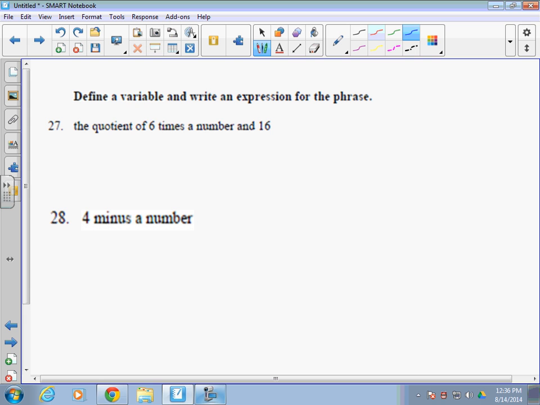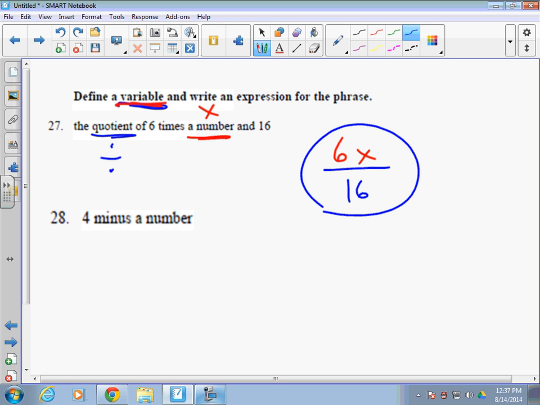27 says define a variable and write an expression. So it says the quotient of, there's that math word that means divide, of 6 times a number and 16. So 6 times a number, that's something that you don't know. A number, that's what it means by define a variable, x. 6 times x, 6 times a number, and then do the quotient of that, which means to divide that by 16. And there's your algebraic expression.